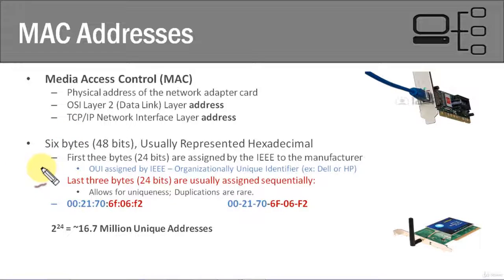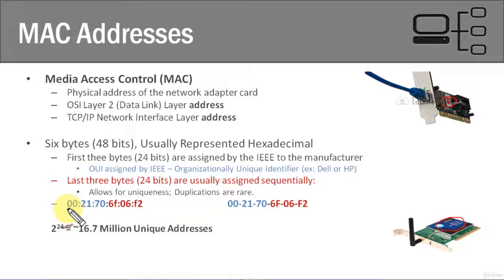Okay, so getting into all the details. Remember that the MAC address is an actual address that's burned onto the card and it's unique. So what's the formatting? Well, it's composed of two different parts. There's a first part and there's a last part. And it's composed of 6 bytes, which equals 48 bits.